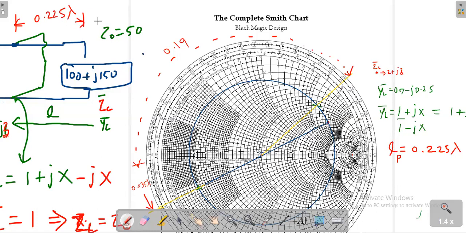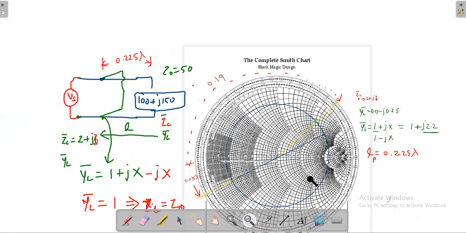Okay. Next, I want to measure what is the length of the stub. And again, before going to measure the length of the stub, you should be very clear whether you are going to use short circuit stub or open circuit stub. Which stub you are using? Okay, either you are going to use short circuit stub or open circuit stub.